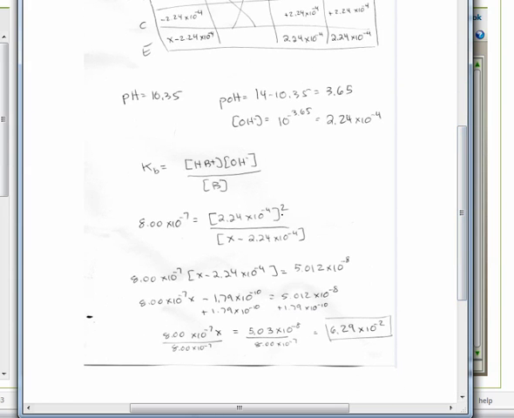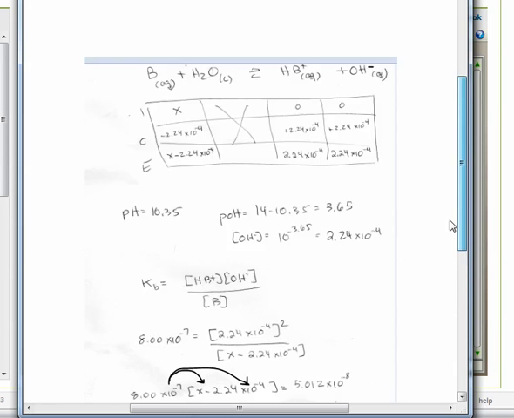I square my numerator here, and then I multiply both sides by my denominator. Then I just have to distribute my 8 times 10 to the minus 7 to each of the terms inside my brackets. So I get 8 times 10 to the minus 7 x minus 1.79 times 10 to the minus 10. So I add 1.79 times 10 to the minus 10 to both sides, and that slightly changes this value here. And then I divide both sides by 8 times 10 to the minus 7 to solve for x, and when I do that, I get 6.29 times 10 to the minus 2.